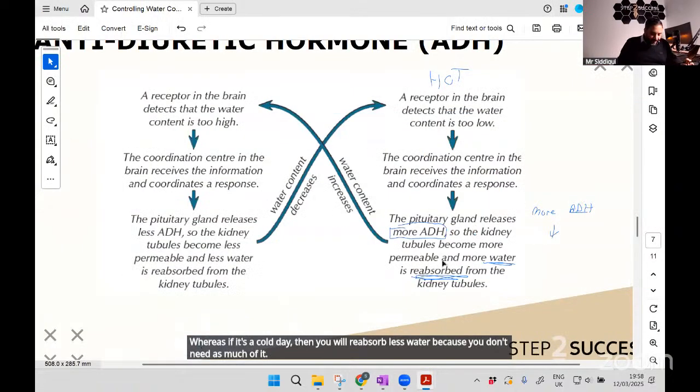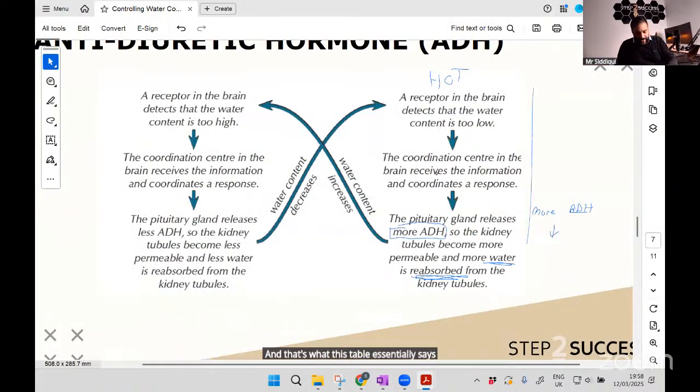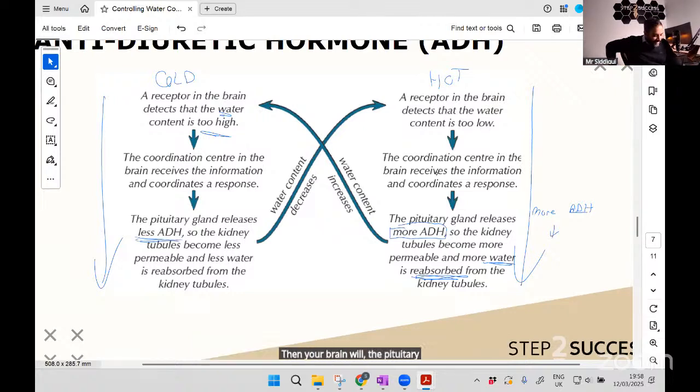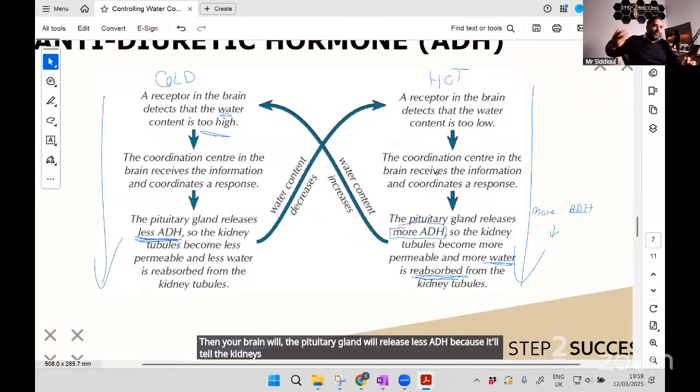And that's what this table essentially says. It says what happens when there's more ADH, the more is reabsorbed. Whereas if it's a cold day, for example, and there's too much water, let's say you've been drinking loads constantly, just all day, just sipping on water, then the pituitary gland will release less ADH because it'll tell the kidneys we don't need to reabsorb too much water because we've already had quite a lot of it today. So you'll send more of it to the toilet.